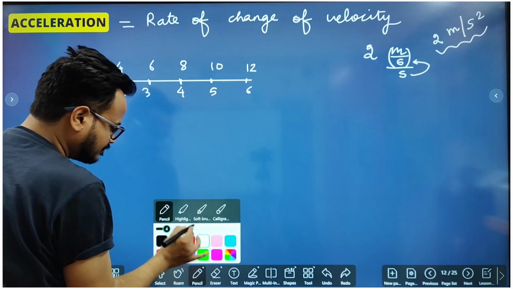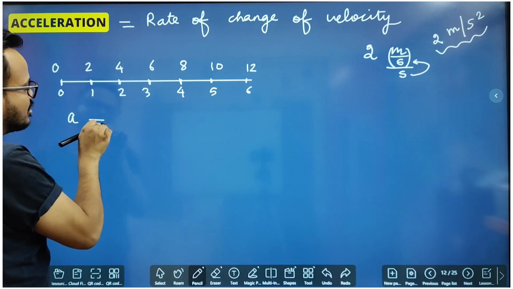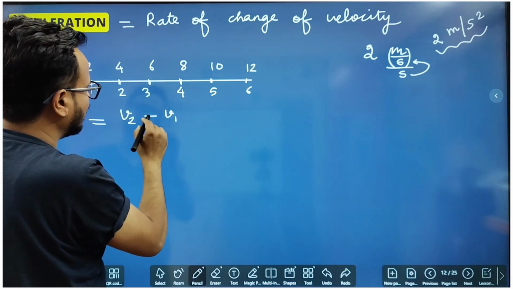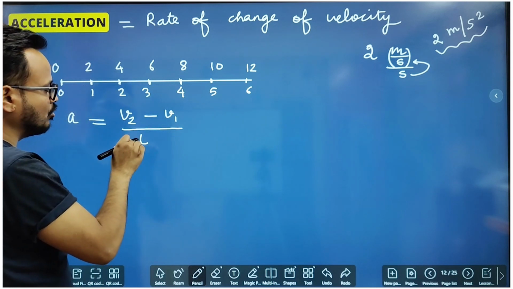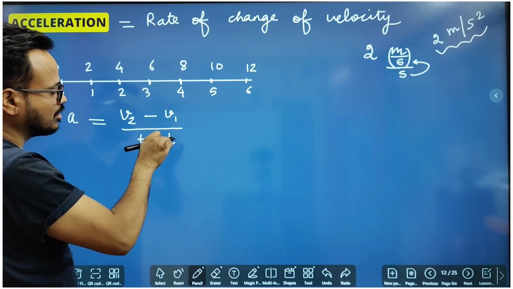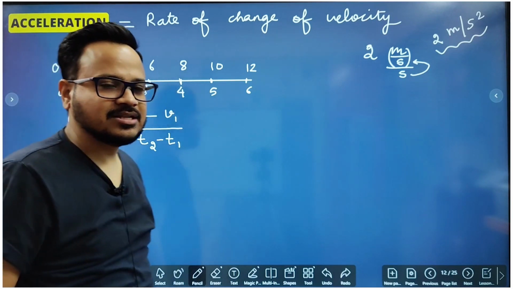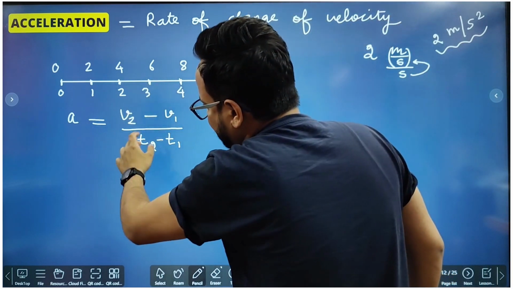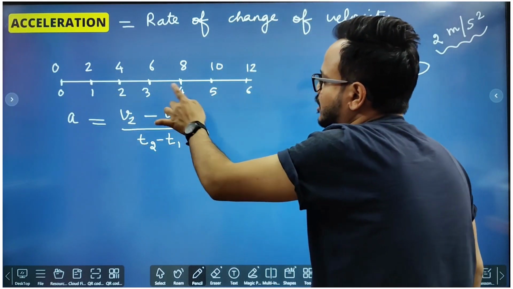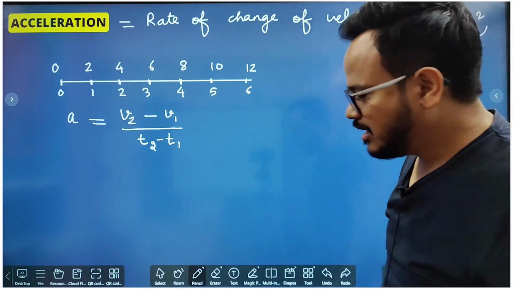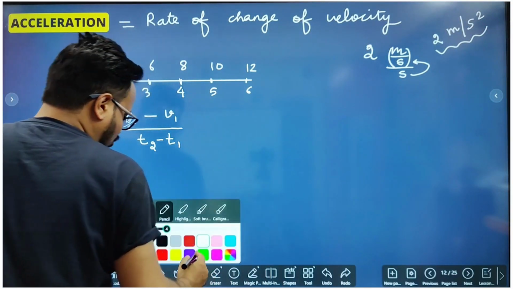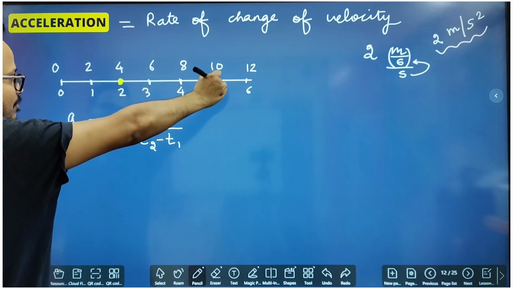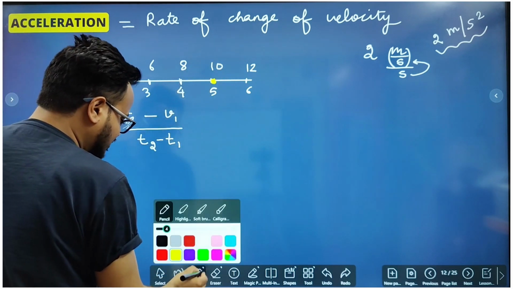Okay, so how will we find the acceleration in this case? We will say that acceleration is (v2 minus v1) divided by (t2 minus t1). v2 is the velocity at some later time t2 and v1 is the velocity at some former time t1. For example, just pick two times. 2 points we are going to pick from this timeline. Suppose one point is this and the other point is this. So what is the change in velocity?